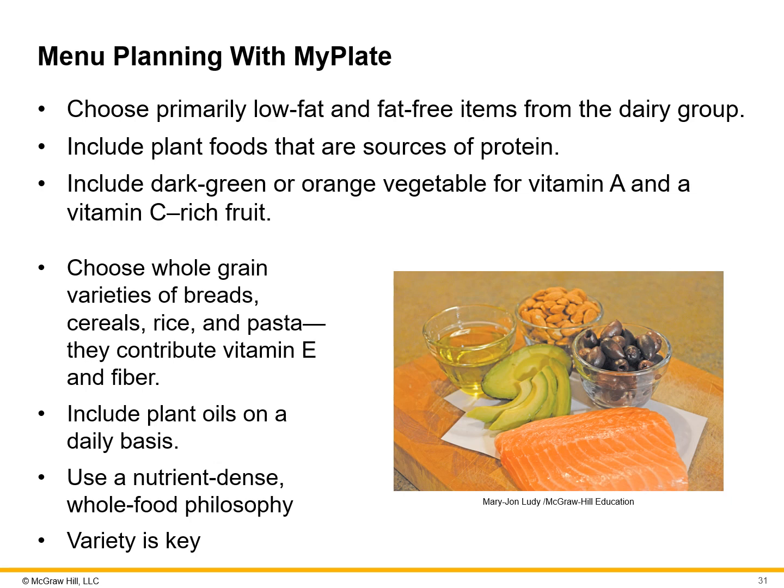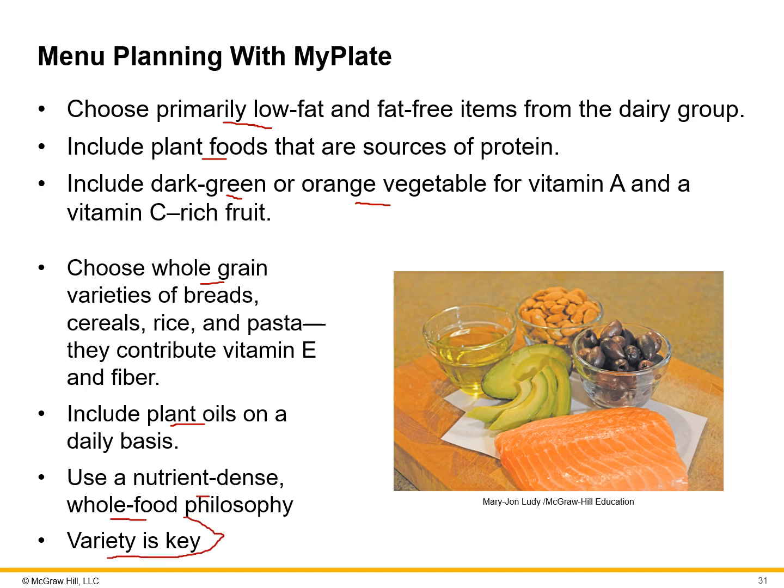All right, so if we continue here, again, choosing primarily low fat, fat-free items in our dairy is good. Using plant foods as a source of protein. We keep hearing more and more about plant-based proteins and different options that are becoming more and more available. Having dark green and orange vegetables increases the vitamins that we're bringing in. Again, using whole grain varieties instead of the processed or the enriched, using plant oils instead of those solid butters, using that nutrient-dense whole food philosophy.